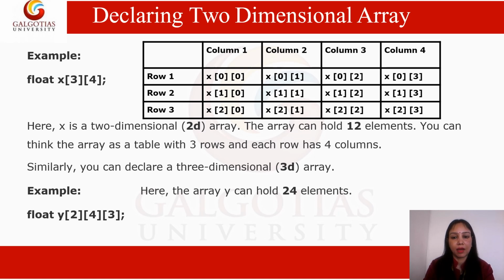So here is an example. If you want to declare an array having name x and data type float, and you want 3 rows and 4 columns, you can write float x, within square brackets 3, and then again use square brackets for the column, and in that square bracket we mention 4. So we can read this statement as x is a 2D array having 3 rows and 4 columns.